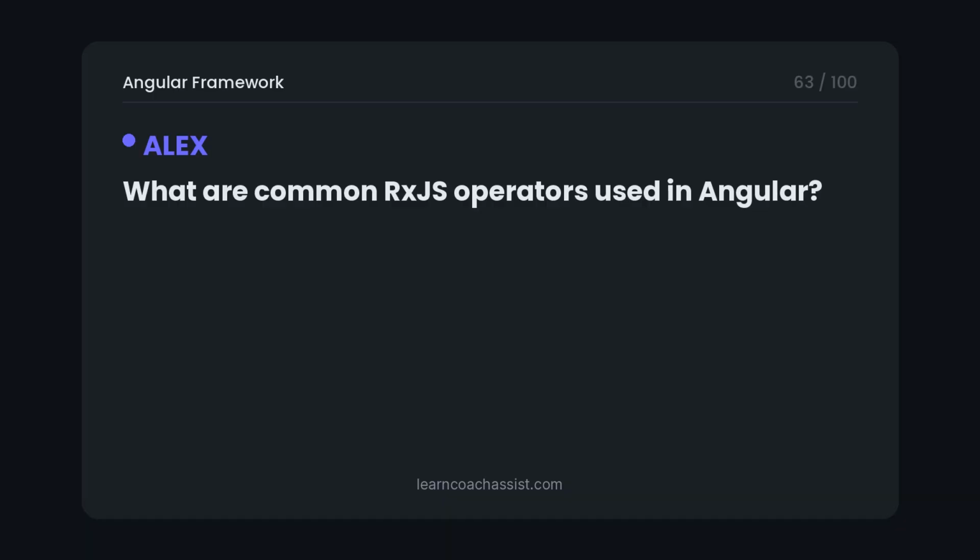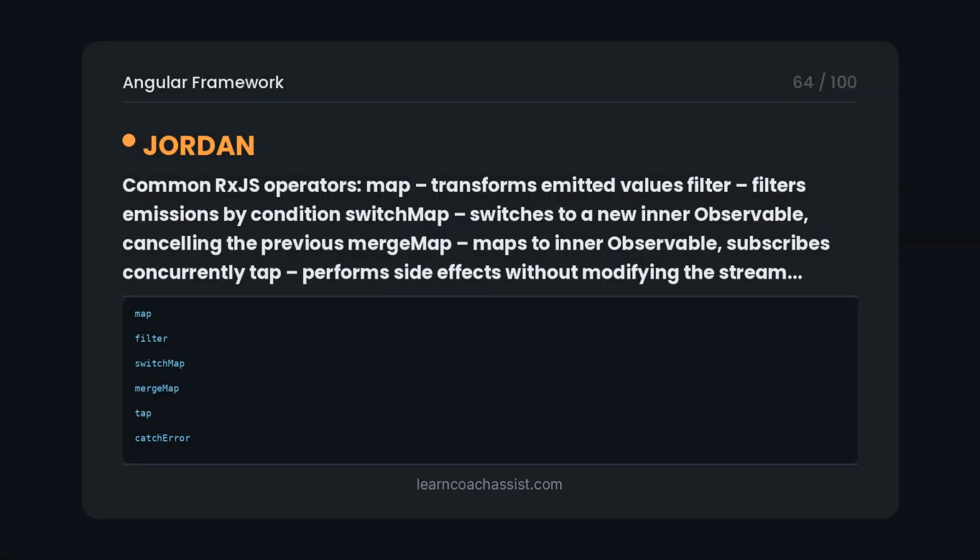What are common RxJS operators used in Angular? Common RxJS operators: map transforms emitted values. filter filters emissions by condition. switchMap switches to a new inner observable, canceling the previous. mergeMap maps to inner observables and subscribes concurrently. tap performs side effects without modifying the stream. catchError handles errors in the stream.